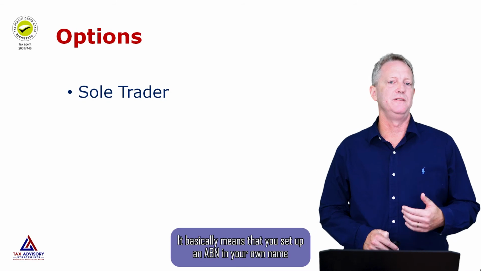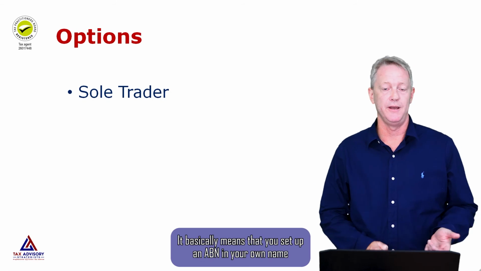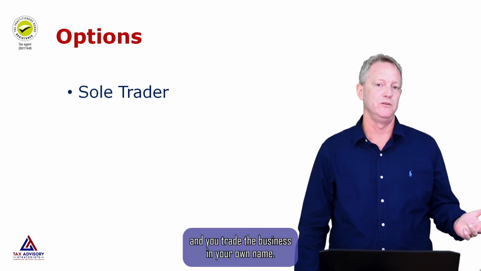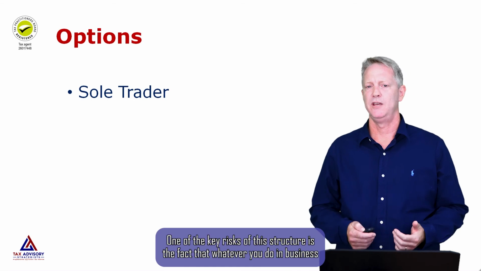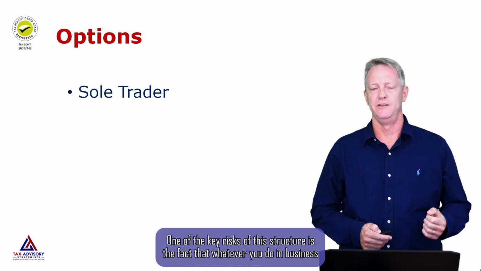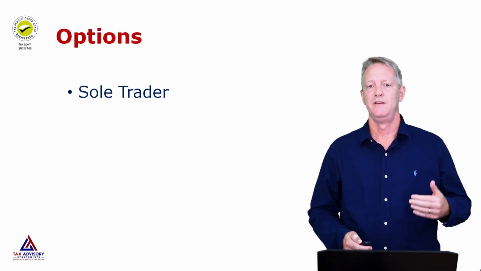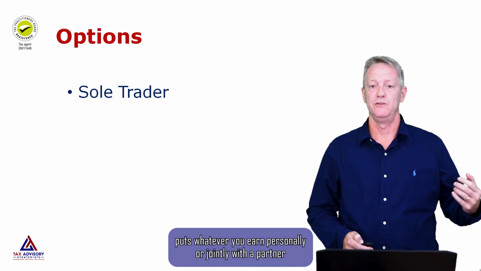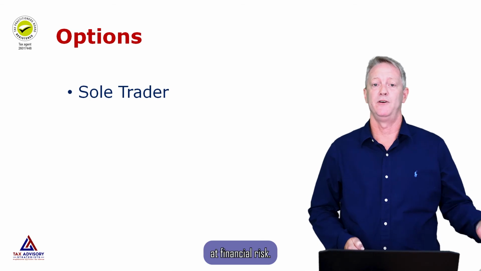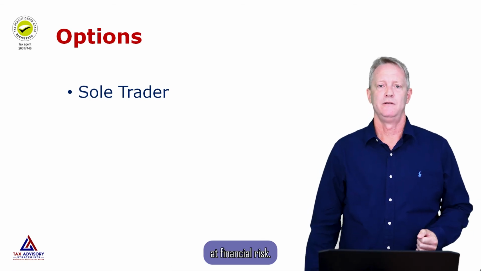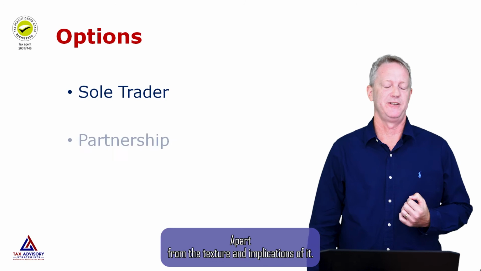It basically means that you set up an ABN in your own name and you trade the business personally in your own name. One of the key risks of this structure is the fact that whatever you do in business puts whatever you own personally or jointly with a partner at financial risk, apart from the tax ramifications of it.